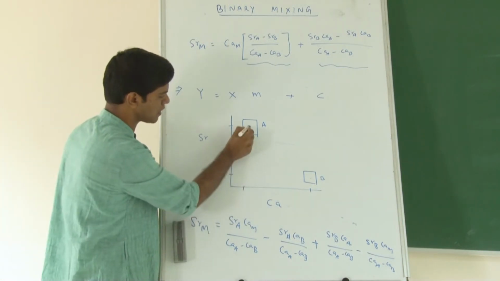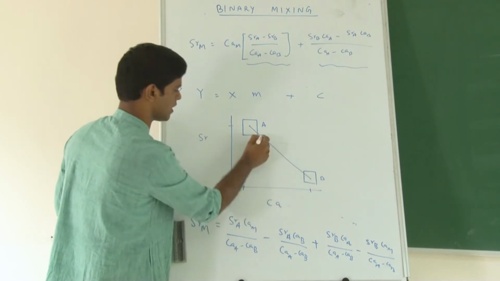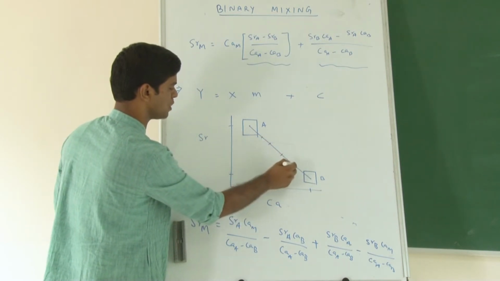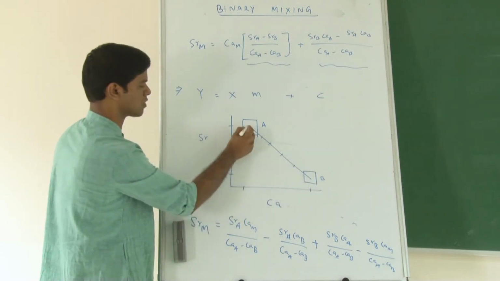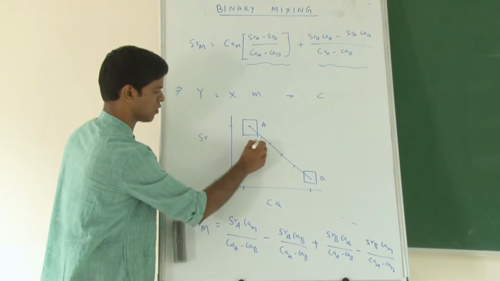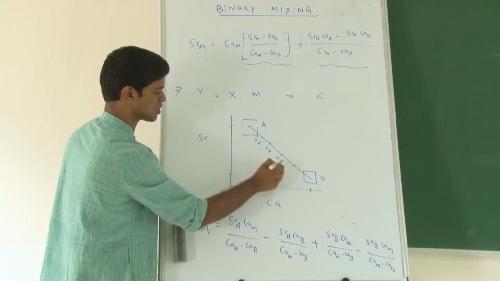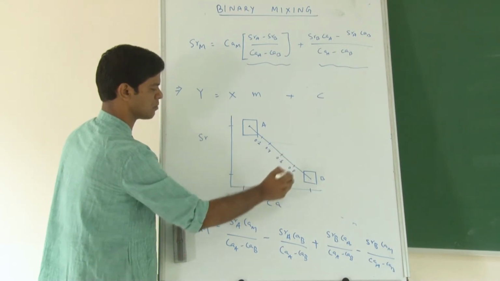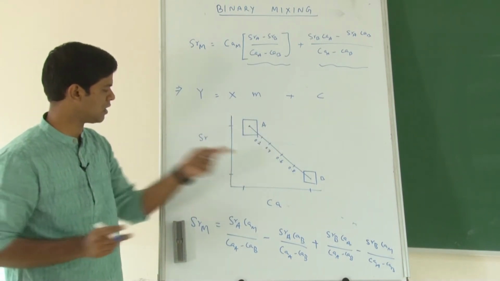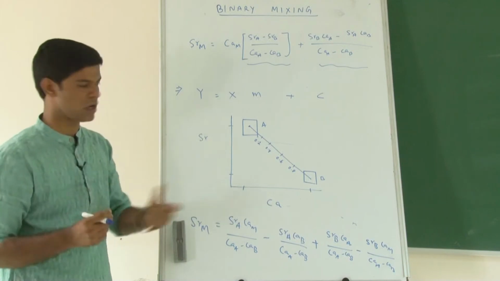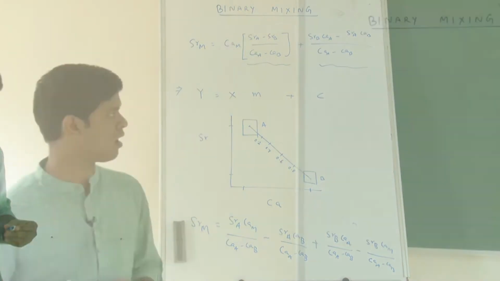If you mix A and B in different proportion, they will follow a straight line depending on how much supply is coming. If you have 0% of B, the mixture will have this number, this will be 20% of B, this is 40% of B, this is 60% of B, this is 80% of B. So, basically depending on the fraction of mixing of A and B, these two elements will form a linear trend, and that is how the binary mixing will look like.